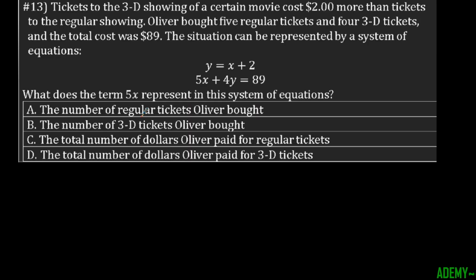Then for number 13, it says tickets to the 3D showing of a certain movie cost $2 more than tickets to a regular showing. Then it says Oliver bought 5 regular tickets and 4 3D tickets, and the total cost was $89. The situation can be represented by a system of equations. So in this first one, we're saying the 3D movie ticket costs 2 more than the regular one, which is going to be this one right here, and then the next part is the price of it. So it says he bought 5 regular tickets and 4 3D tickets for a cost of $89. So that's going to be this equation right here.